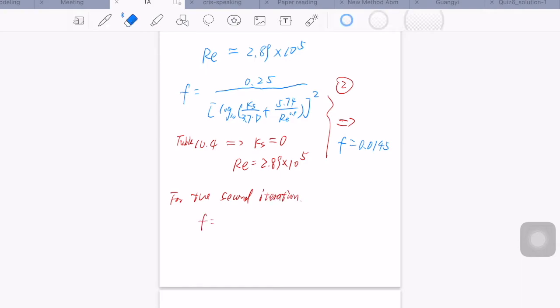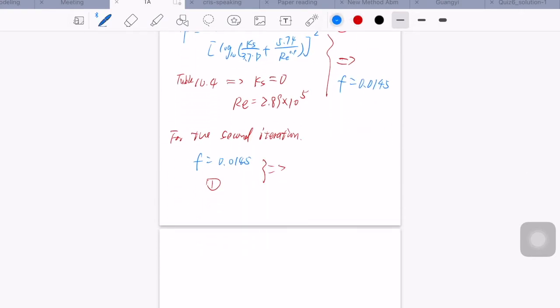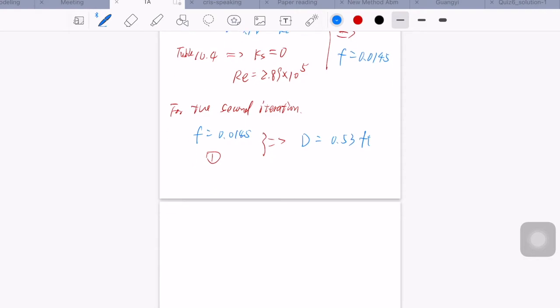the F is 0.0145, and based on the equation 1, we can determine that the D is 0.5332, and we can calculate the Reynolds number is 2.89 times 10 to the power of 5, and based on the equation 2, we can get that the new F also is 0.0145. So we can see the friction factor does not change.